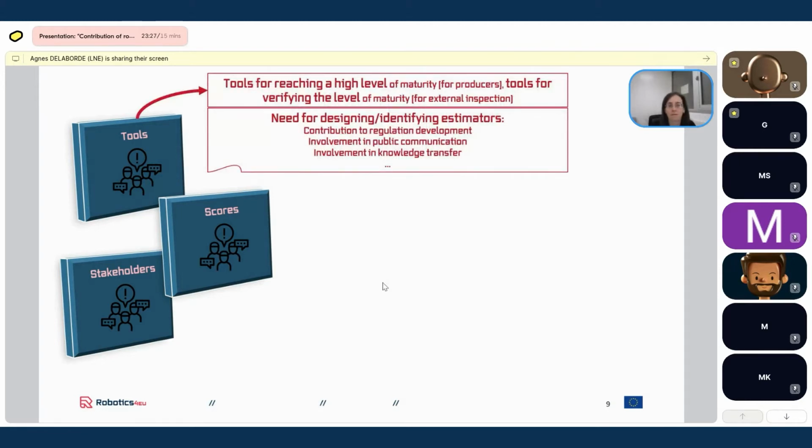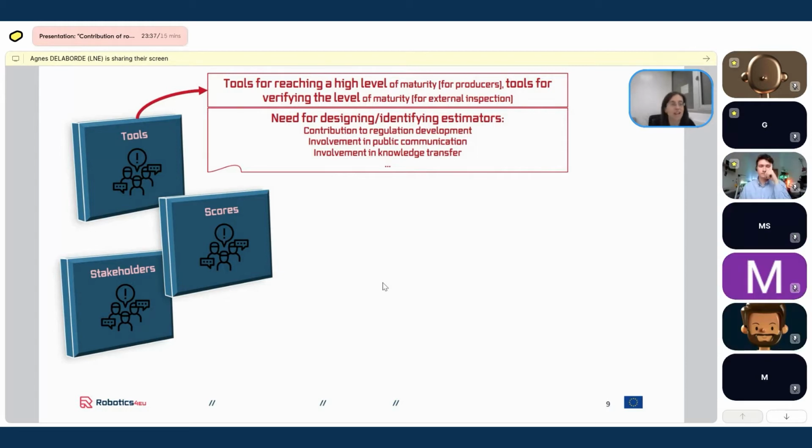Here, I go quickly on that. Here are some other results that we obtained. So, for example, the participants of the debate highlighted that there must be tools for the producers and some specific other tools for the inspectors. So for the producers, they want tools to help them achieve a high level of maturity. So concretely, what should I do to have a mature robot?